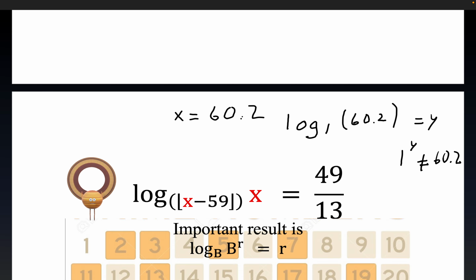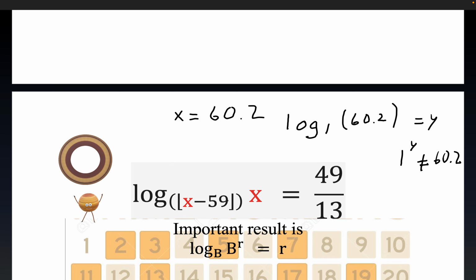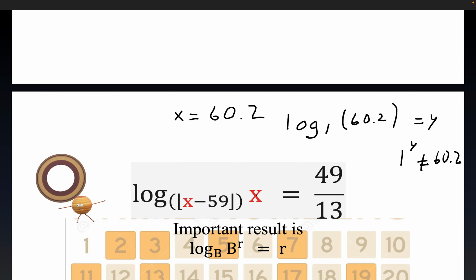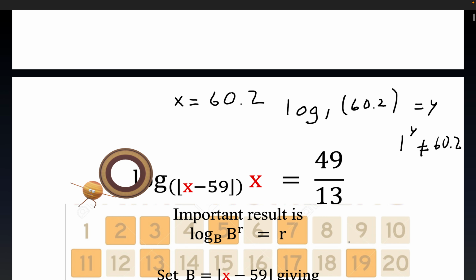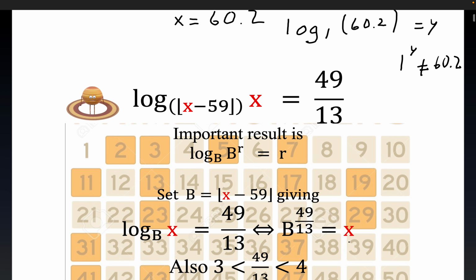And again, where did I get this? Well, 60.2 minus 59 is 1.2, and the floor of 1.2 is just 1. So that's the input argument, and both the input argument and the base of the logarithm are a function of x, which makes this problem interesting. But anyway, this gives us an idea how to start the problem.